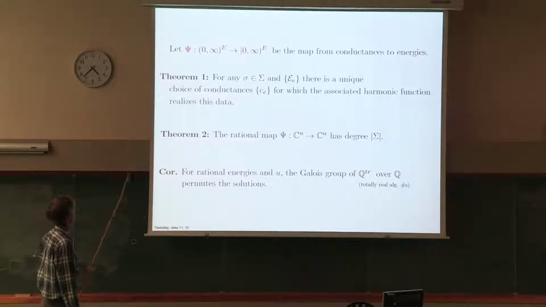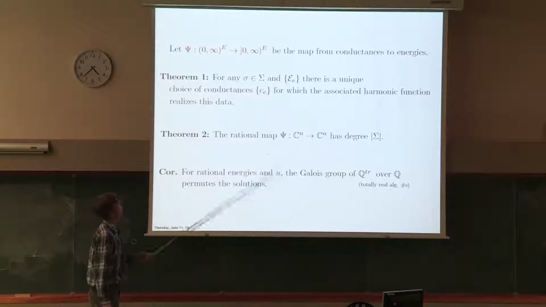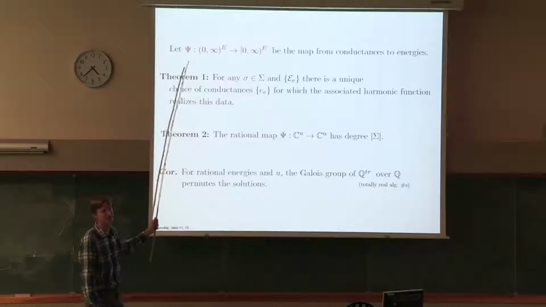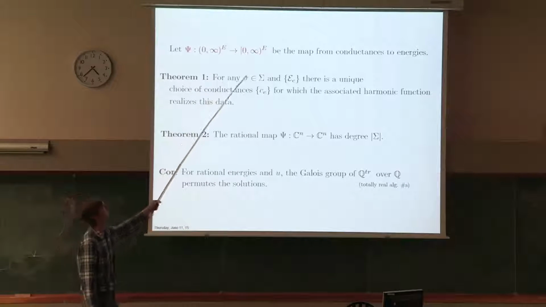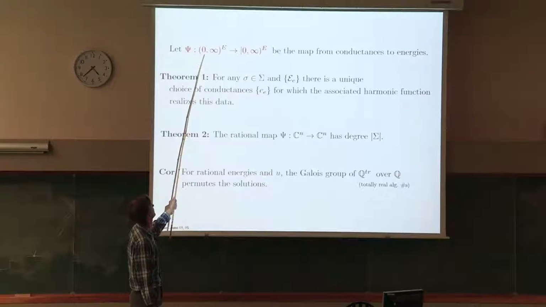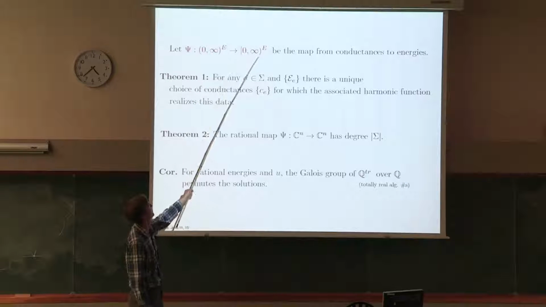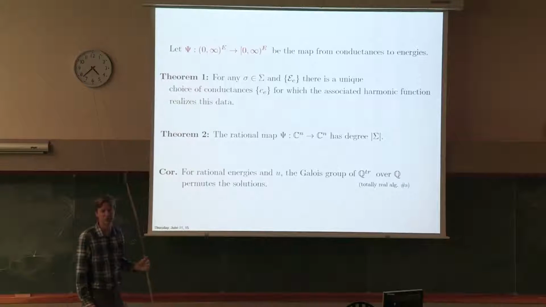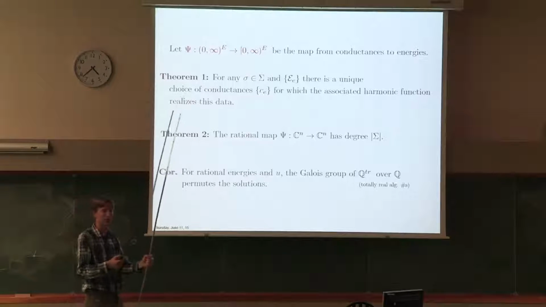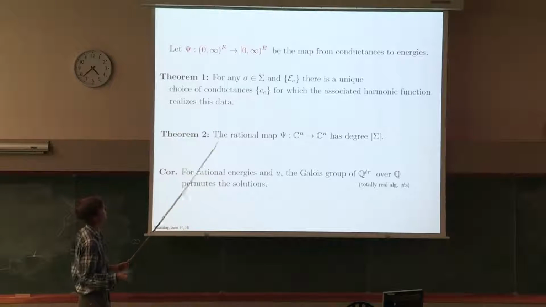Okay, now I'm going to call capital Psi this map from the conductances, the choice of conductances, one for each edge, to the set of energies. And the conductances are going to be positive real numbers. The energies can be positive or zero. If you're unlucky, you may get some zero current along some edges by some symmetry or other consideration.